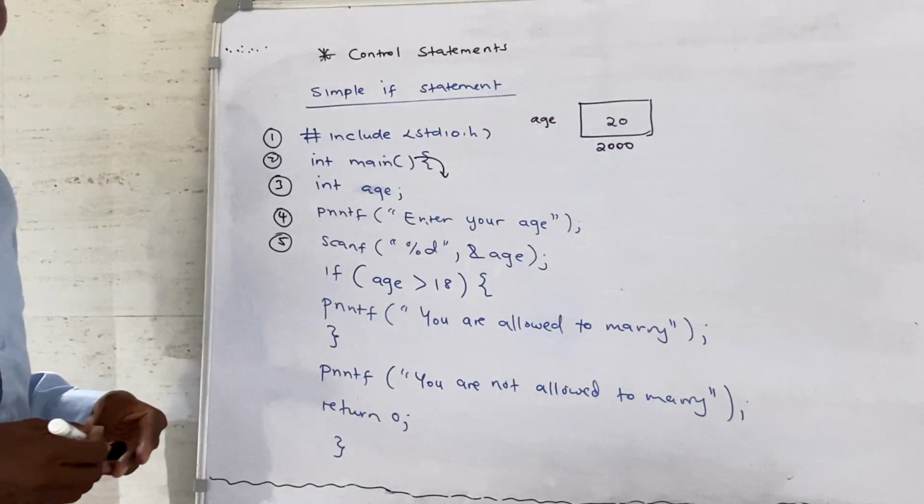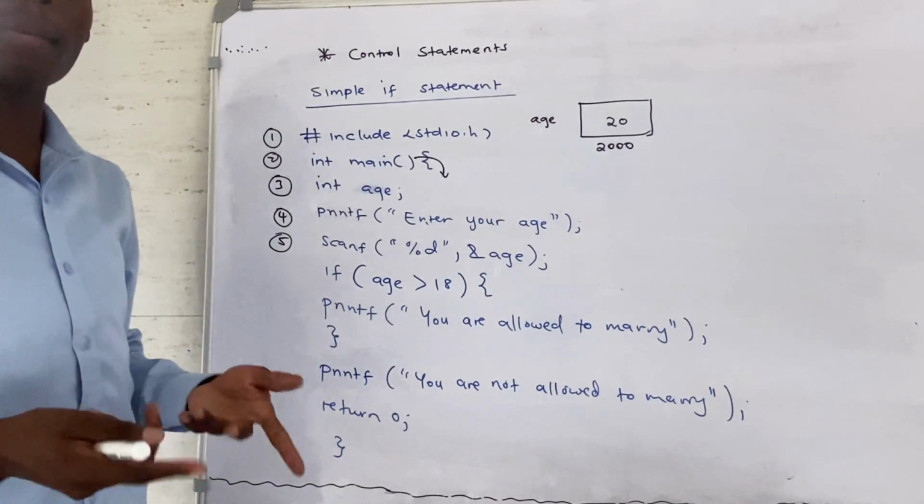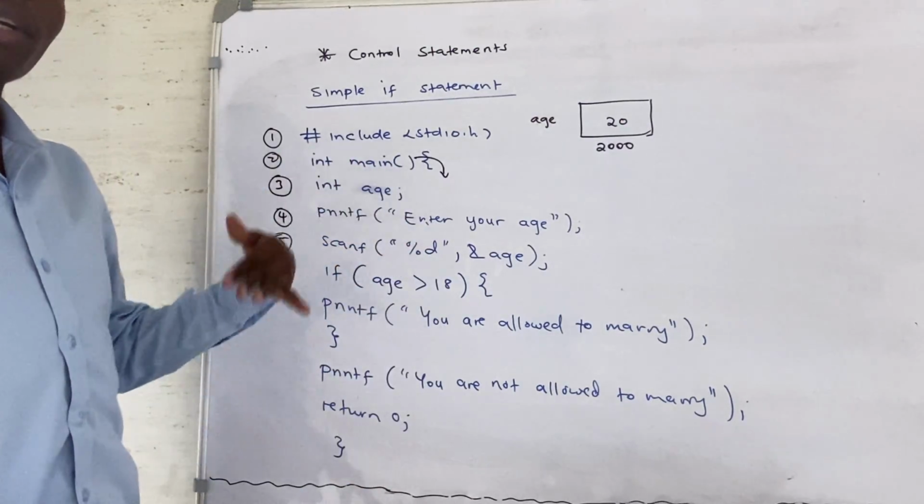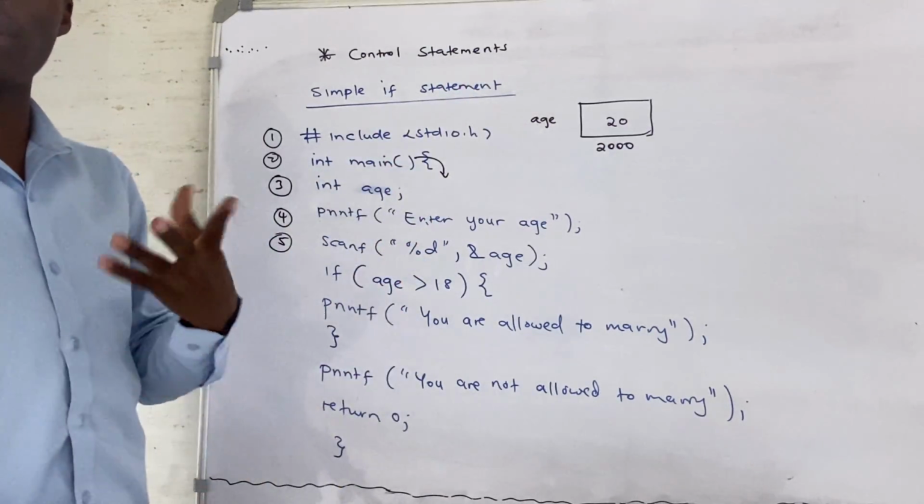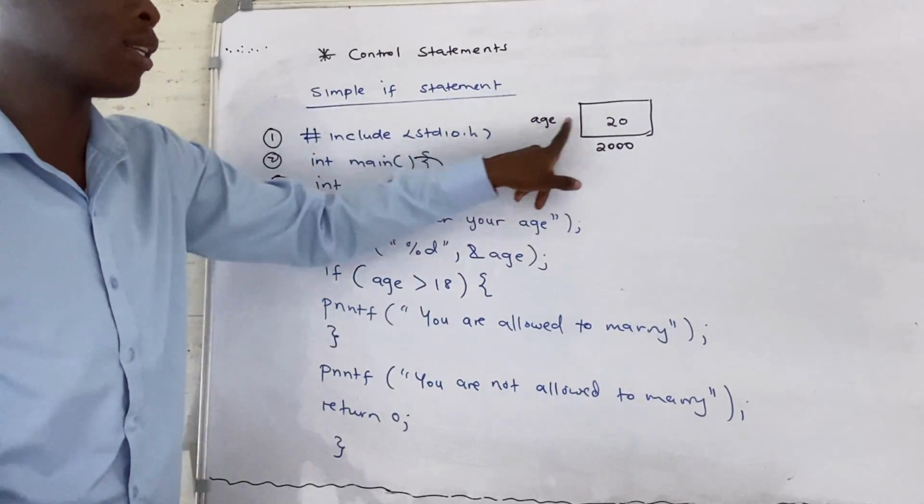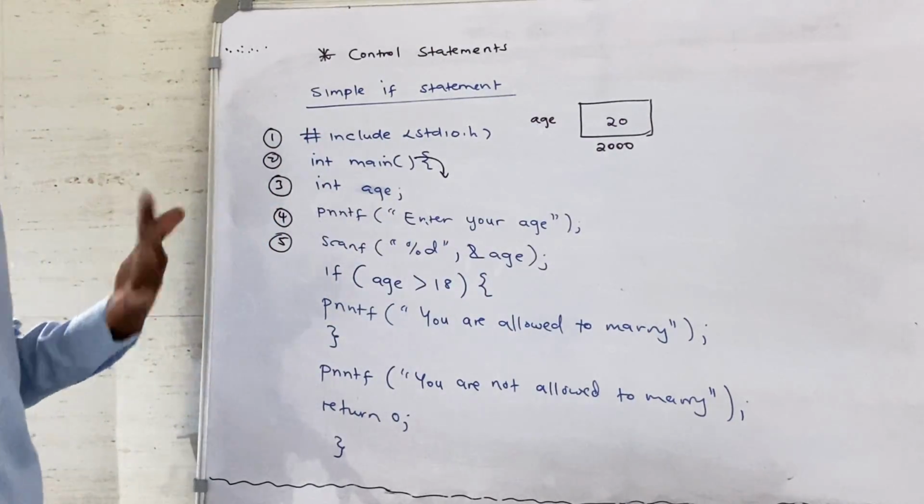For example, if I want to reach your home, how best can I reach your home? You should tell me the address of your home. Then only I will be able to reach your home. If you don't tell me the address, it will be difficult for me to reach your home. That's why scanf is directing this 20 to age, based on the address of age.